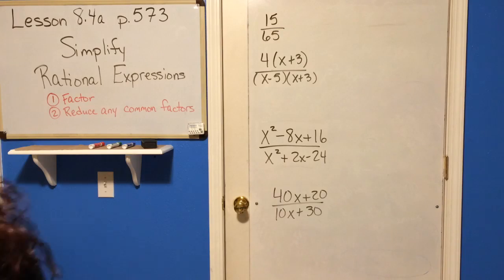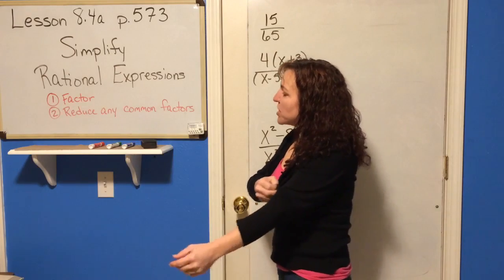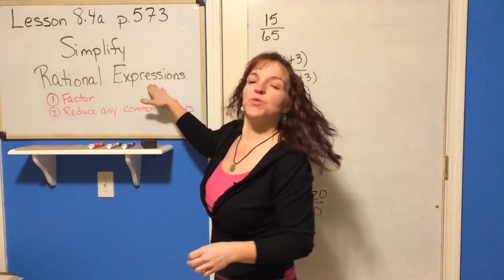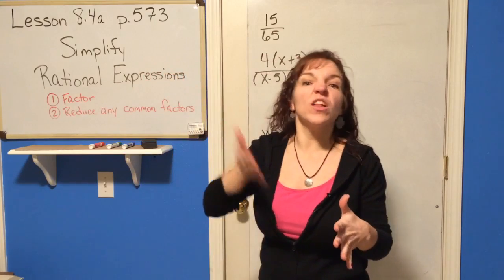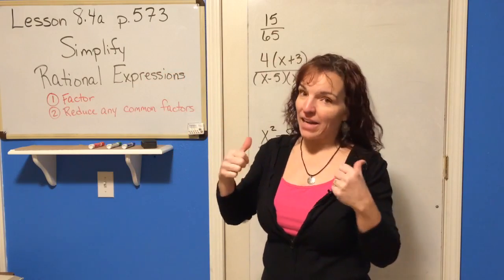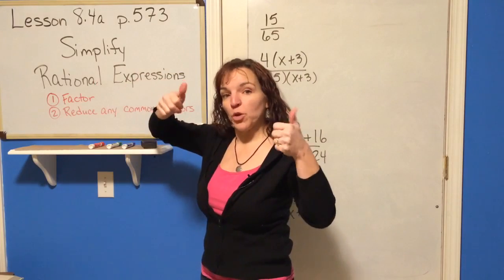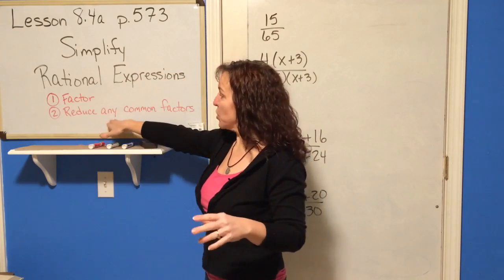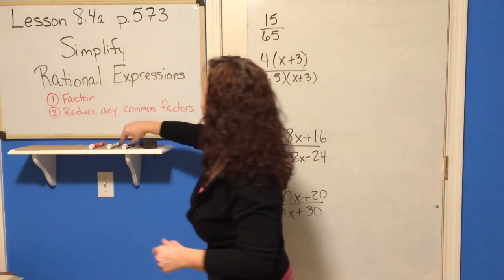Section 8.4, the first part, is simplifying rational expressions. If you'll remember, a rational expression is simply a fraction, and simplify means to get all of the factors that are in common out of there. So step 1 is going to be to factor both the numerator and the denominator, and then step 2, reduce any common factors. And then you're done. Easy. It's going to be an easy day.